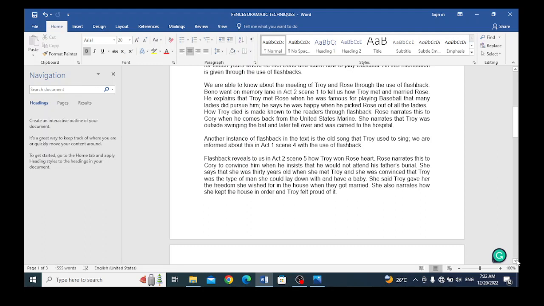Flashback reveals to us in Act 2, Scene 5 how Troy won Rose's heart. Rose narrates this to Cory when he insists that he will not attend his father's burial. She says that she was 30 years old when she met Troy, and she was convinced that Troy was the type of man she could lay down with and have a baby. She said Troy gave her the freedom she wished for in the house when they got married. She also narrates how she kept the house in order, and Troy felt proud of it.